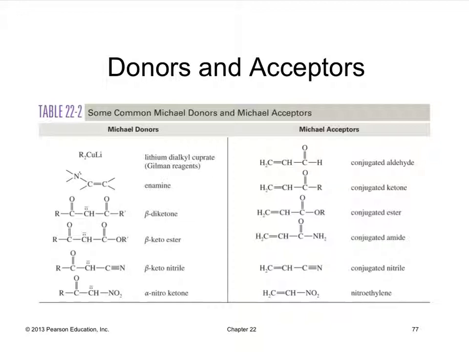Donors and acceptors. Here are examples of donors, and here are examples of Michael acceptors. This is in your book, table 22-2, and so you can look at these and just make sure you understand what a donor is. Specifically, donors will have a source of electrons. Acceptors are shown here.